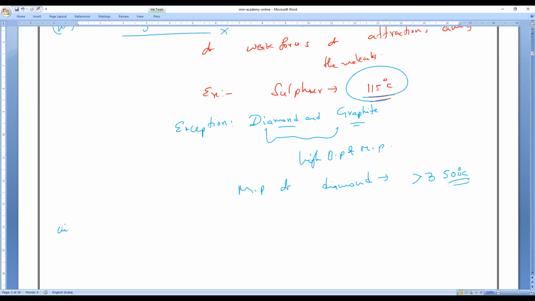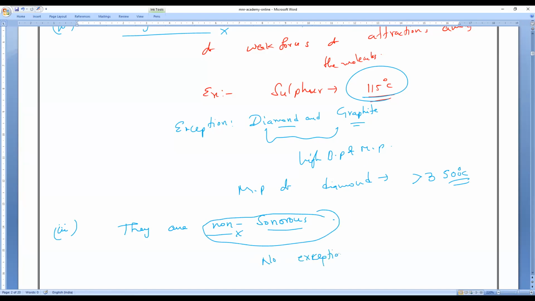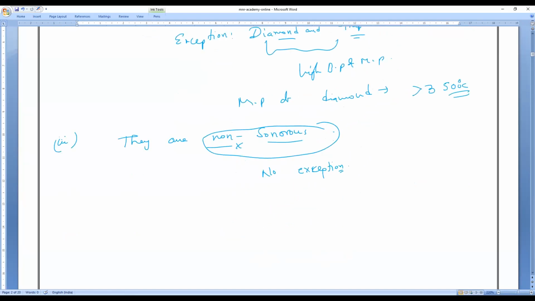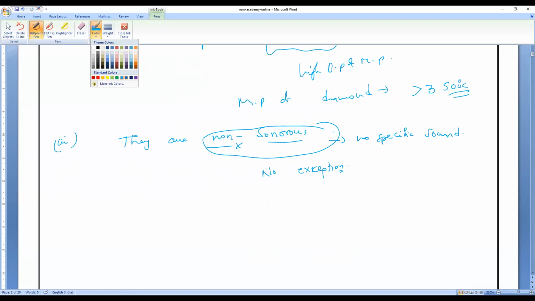Next, the third one. No non-metal will make sound. Making sound is called as something. Anybody can tell? Sonority, sonorousness. So as they do not produce any specific sound, they are non-sonorous in nature. All the non-metals, no exception. No specific sound is made by the non-metals. Do you understand? Please respond, everybody. So that is what you have to remember.